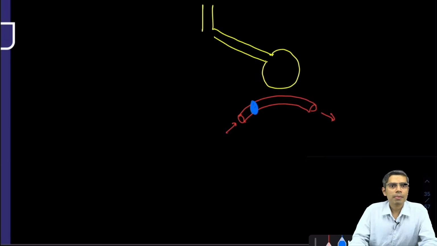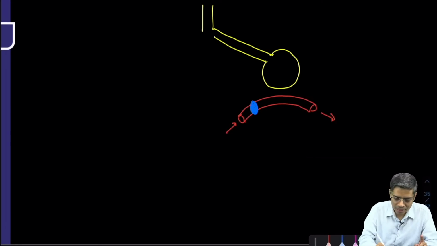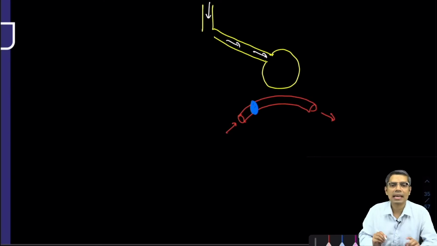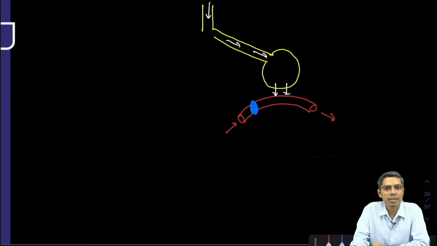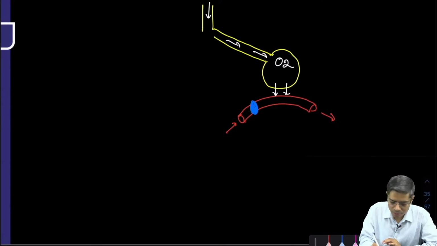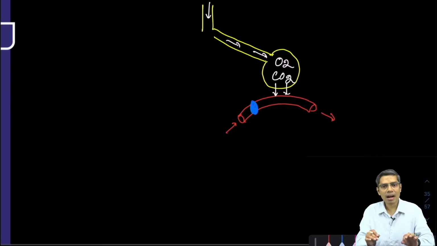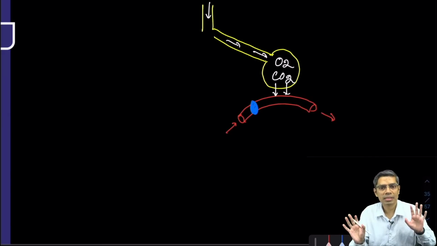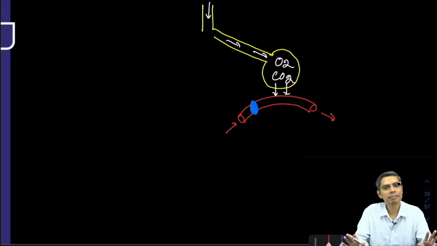Whenever the pulmonary capillary is blocked by embolism, what will happen? Whatever air is entering into this alveoli is not going to be reabsorbed by the capillary blood. That is what is going to happen. Whatever amount of oxygen and carbon dioxide is reaching into this alveoli is not going to be absorbed in the capillary blood, it will remain the same in the alveoli.